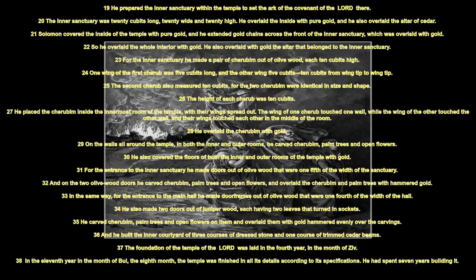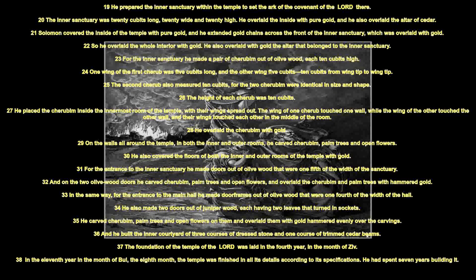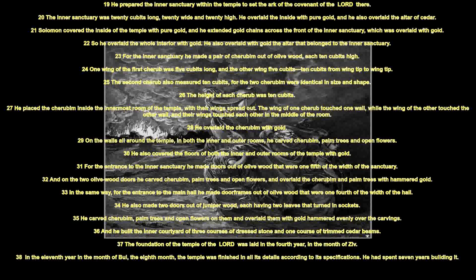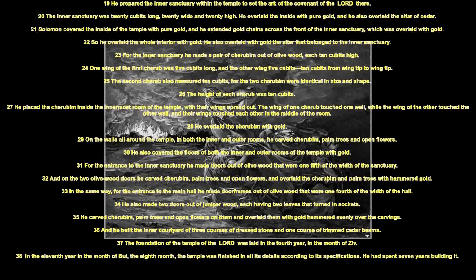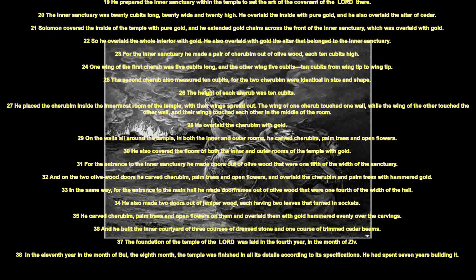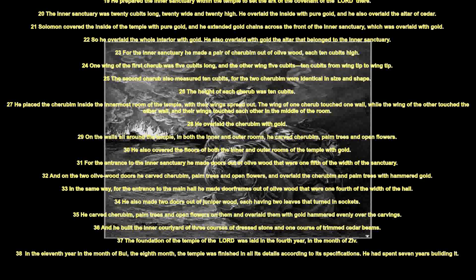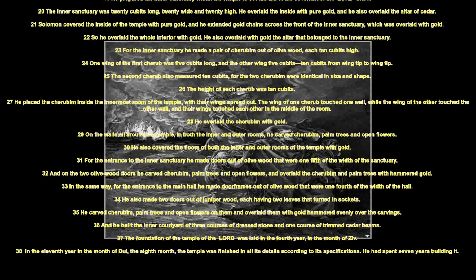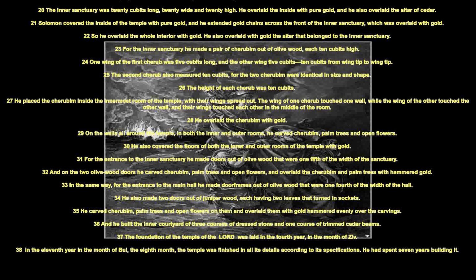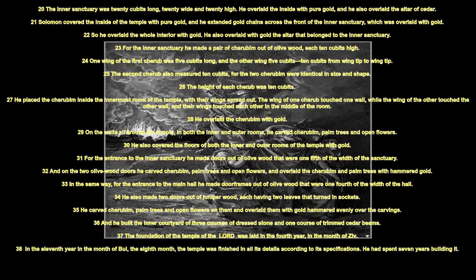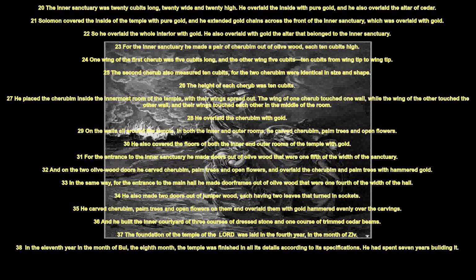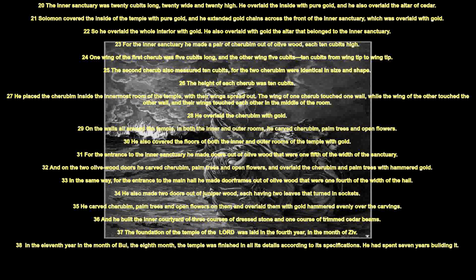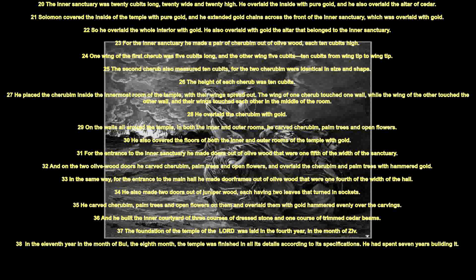Verse 18. The inside of the temple was cedar, carved with gourds and open flowers. Everything was cedar. No stone was to be seen. Verse 19. He prepared the inner sanctuary within the temple to set the Ark of the Covenant of the Lord there. Verse 20. The inner sanctuary was 20 cubits long, 20 wide and 20 high. He overlaid the inside with pure gold, and he also overlaid the altar of cedar.